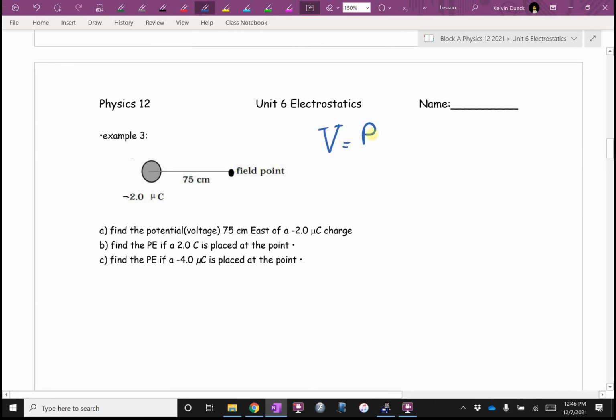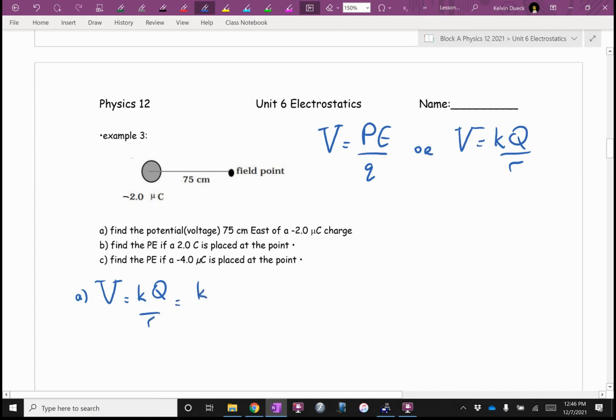So I have 2 ways to find potential. I have that one, or that one. Which one do you think I'm going to use? Why? Okay, and this is the planet that's causing the voltage potential. The voltage is going to be K big Q over R. It's going to be K.